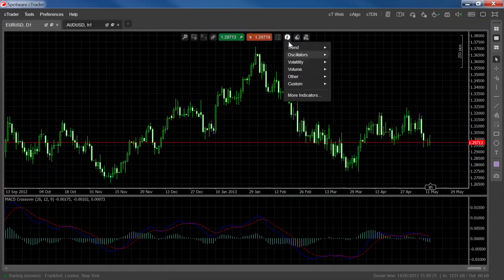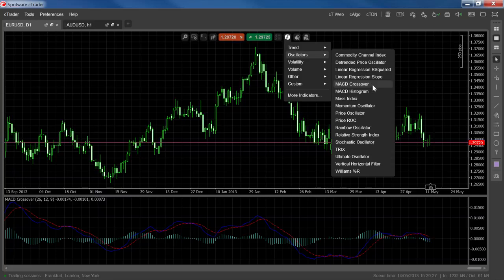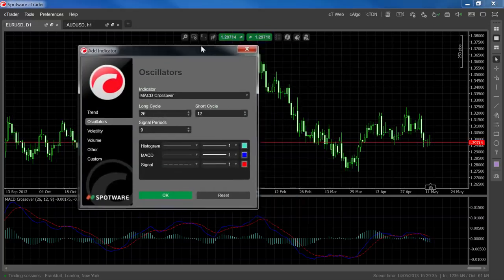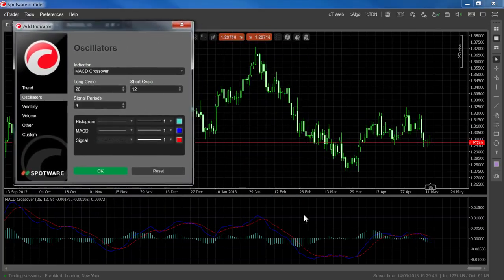cTrader features two different MACD indicators, the MACD crossover and the MACD histogram. The two are very similar, but let's first look at the MACD crossover, which is the main MACD indicator used for technical analysis. The MACD crossover, which you can see here, plots two lines and one histogram.